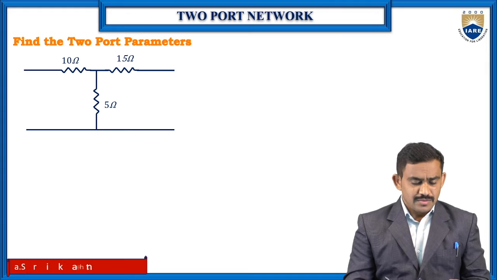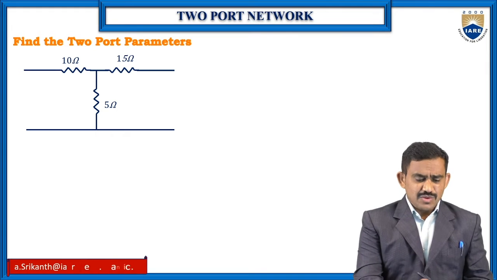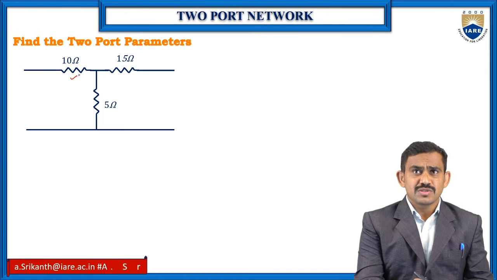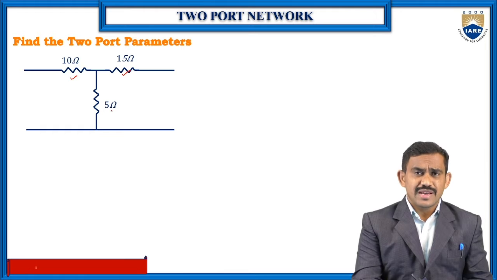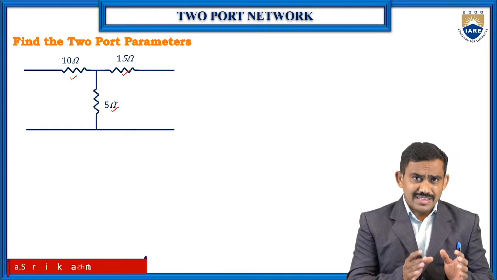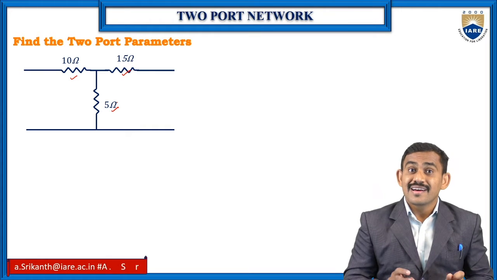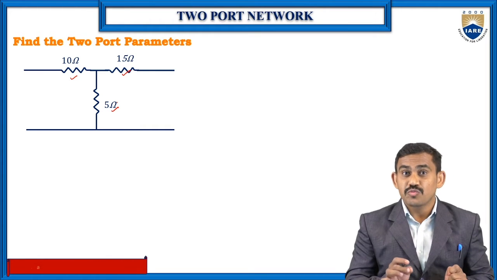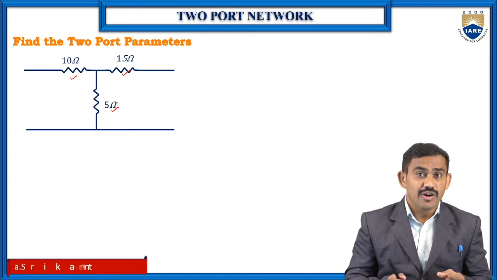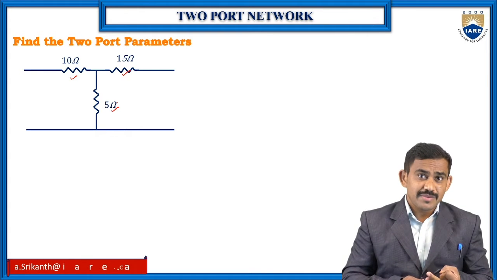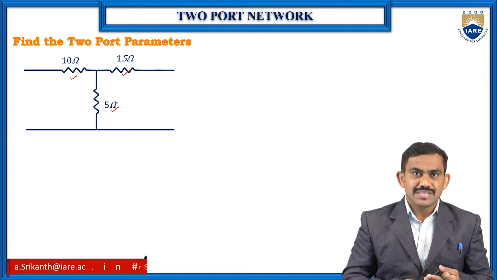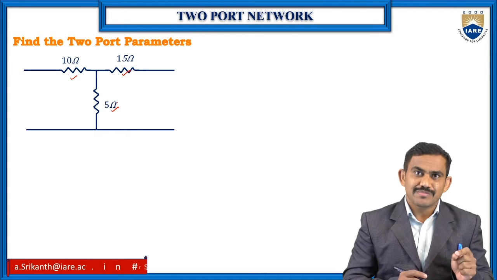Here I have a small problem, a T-type network. Only 3 resistors I have: 10 ohms, 15 ohms and 5 ohms. For this T-type network, I need to find out the two-port network parameters. Which parameters do we have? Z parameters, ABCD parameters, Y parameters as well as H parameters. We'll check it one by one now.